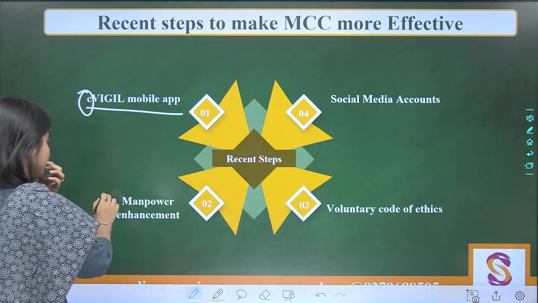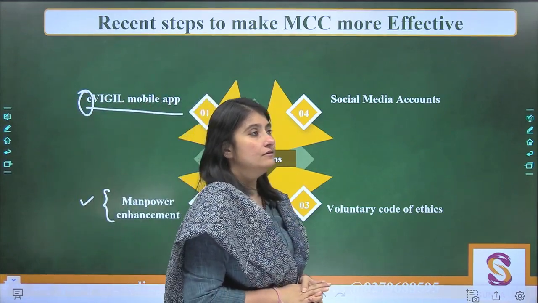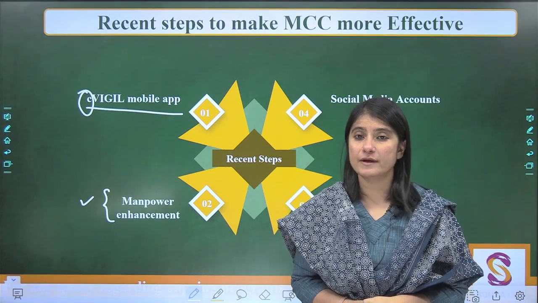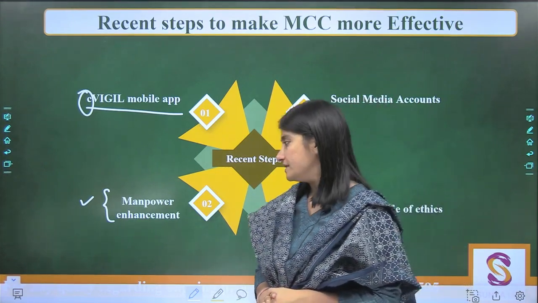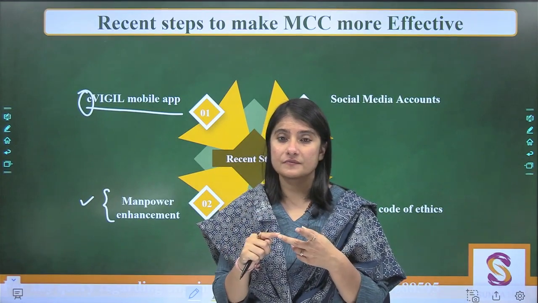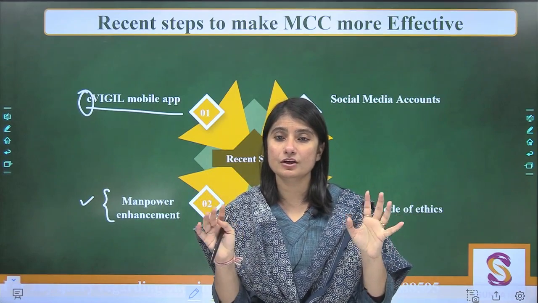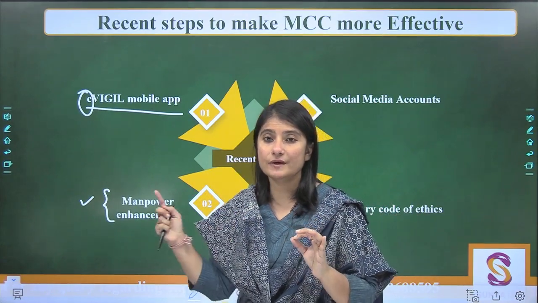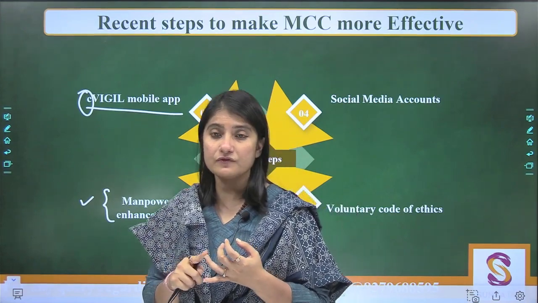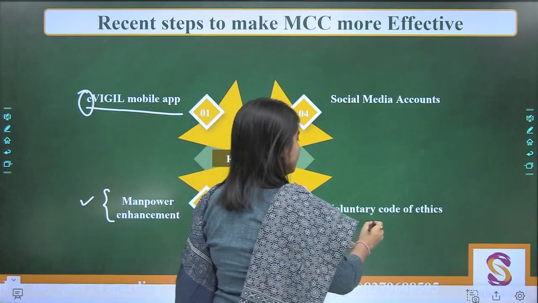Now second point, manpower enhancement. The Election Commission is a small body and it needs a special force for itself in terms of numbers, and it also needs specialists like we spoke about, remember that the Election Commission does not have the capability to scrutinize the social media thing. So it needs more number of people and quality people in terms of curbing the issues that we are facing currently. Voluntary code of ethics.